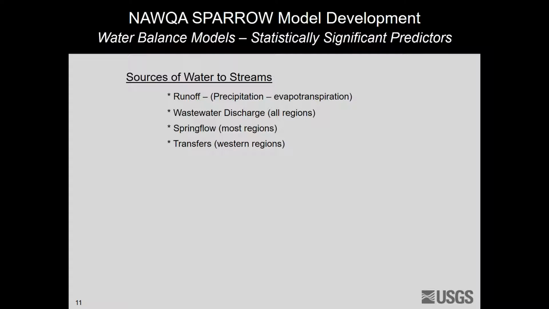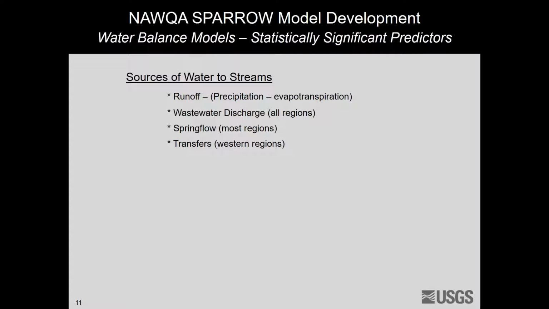Starting out with the sources of water to streams, runoff, as anyone would expect, was by far the dominant source of water to streams. That's defined by precipitation minus evapotranspiration. Some people call it excess precipitation, but that's the main source.